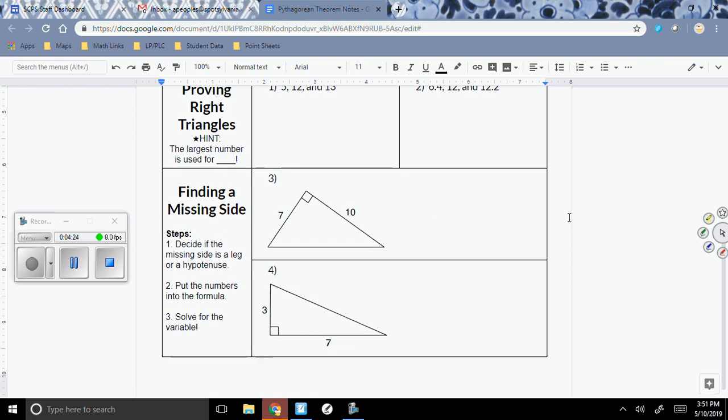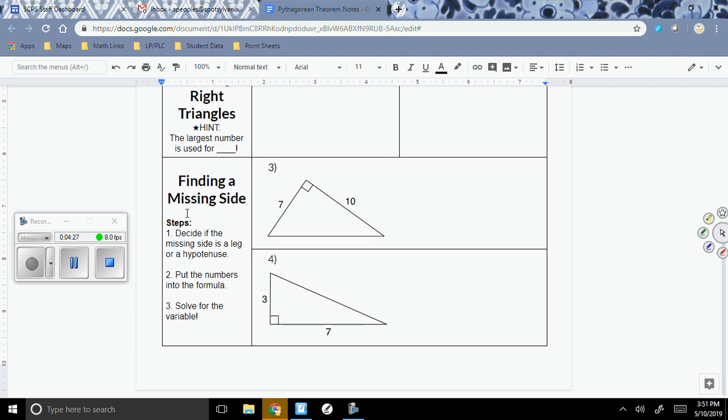So at the bottom of our note sheet, we've got two examples of using the Pythagorean theorem for a missing side, and I even have my steps written out here on the left. So our first step is to decide if the missing side is a leg, like letters A or B, or if it's the hypotenuse, which is for that letter C. So even though they've turned this right triangle for number 3, so my right angle is not perfectly fitting like it was in my example, I'm still looking for the side across from that right angle to be C.